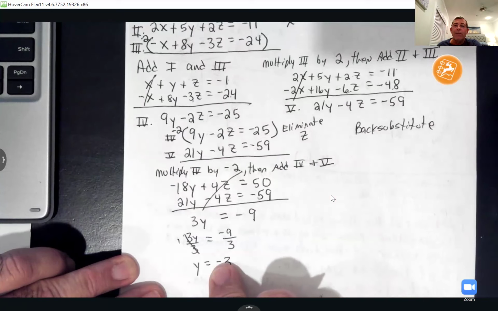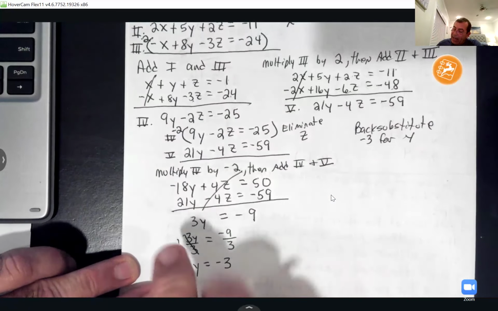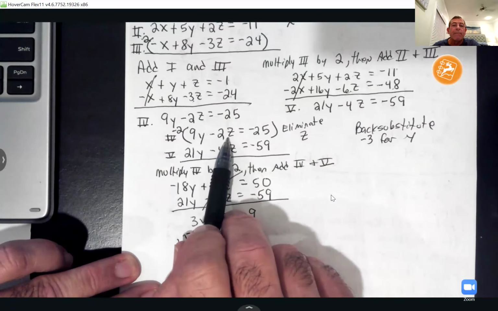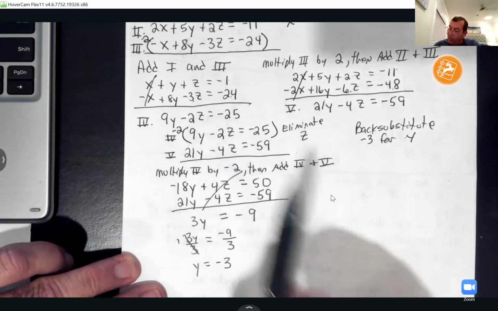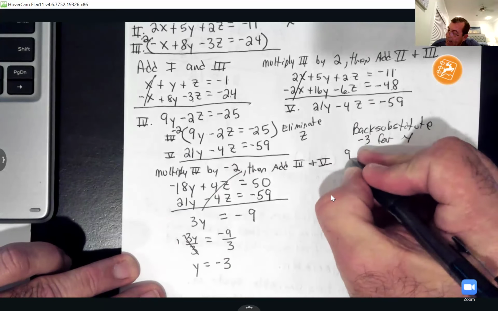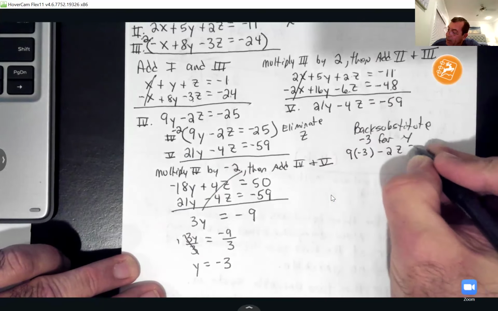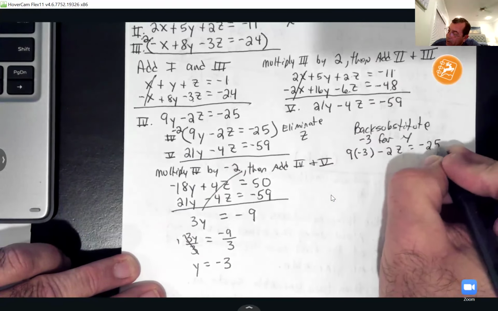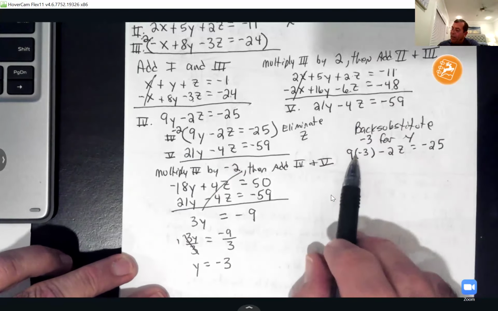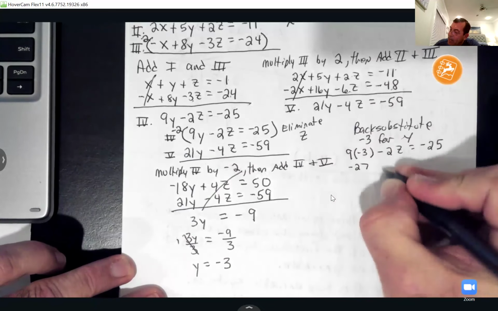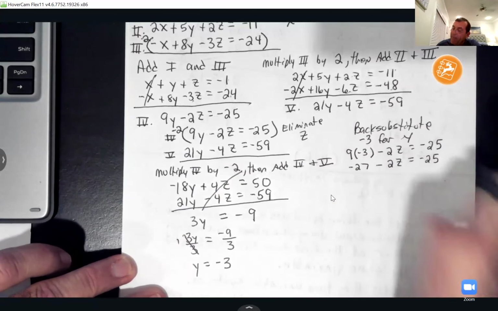So I'm going to start out with -3 for y. Now remember, I got to go into one of the two variable ones, okay? So I'm just going to use this top one and put me a -3 in for that y. So I got 9 times -3 minus 2z equals a -25. Okay, y'all, the same thing we've been doing. Multiply first. Get a -27 minus 2z equals -25.